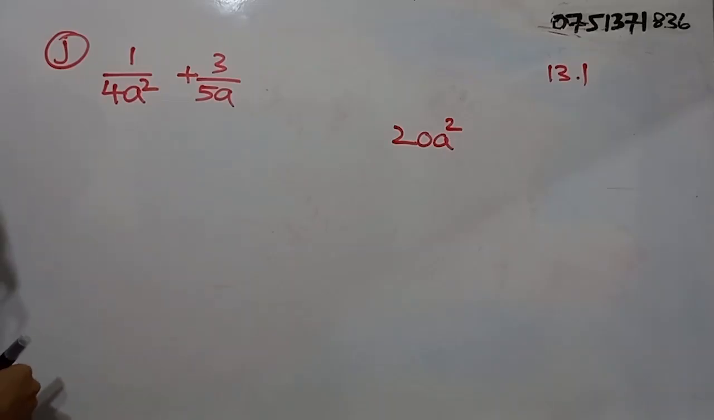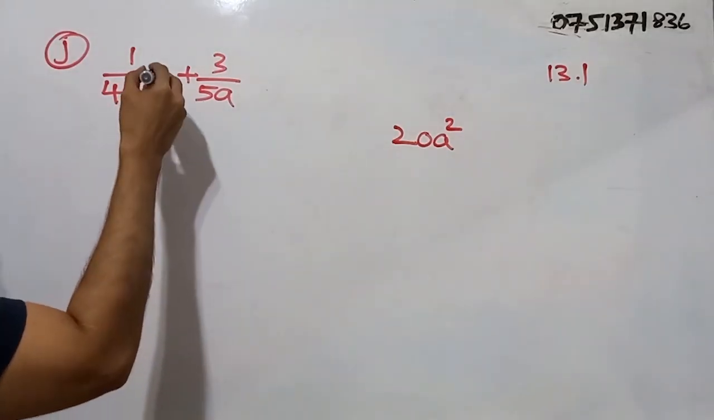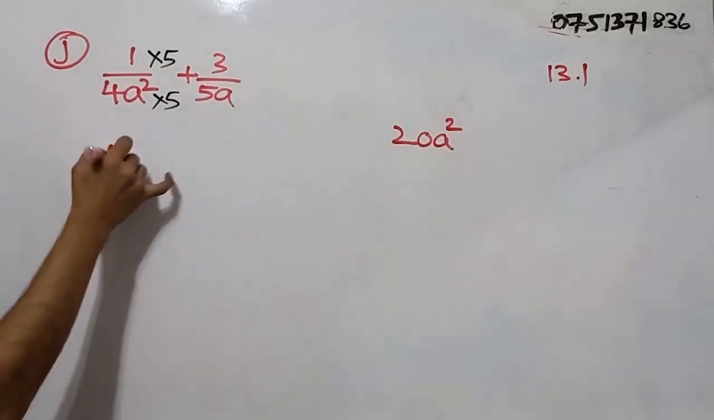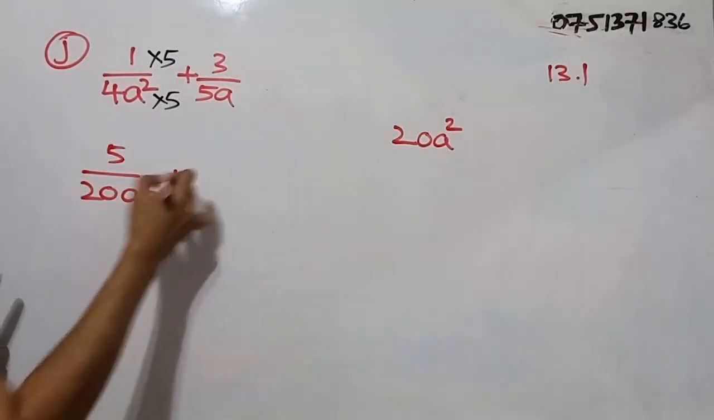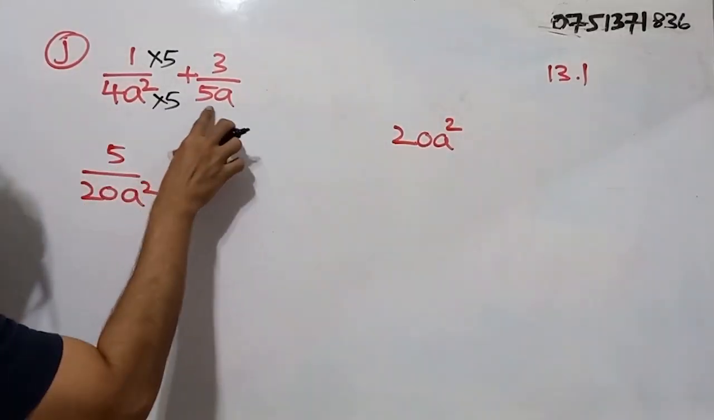So the first fraction, take the denominator, so we have to multiply that by 5. Then we have to multiply the numerator by 5 as well. So what do we get? 5 over 20a squared plus, next fraction, we will multiply 5a.